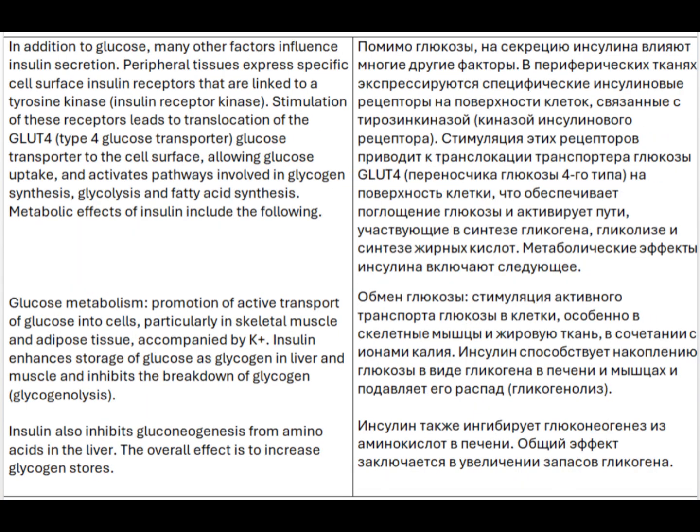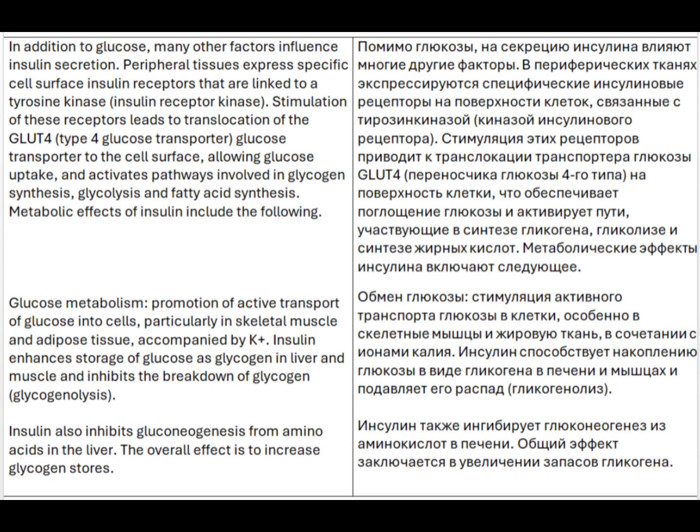In addition to glucose, many other factors influence insulin secretion. Peripheral tissues express specific cell surface insulin receptors that are linked to a tyrosine kinase, insulin receptor kinase. Stimulation of these receptors leads to translocation of the GLUT4, type 4 glucose transporter to the cell surface, allowing glucose uptake, and activates pathways involved in glycogen synthesis, glycolysis and fatty acid synthesis.